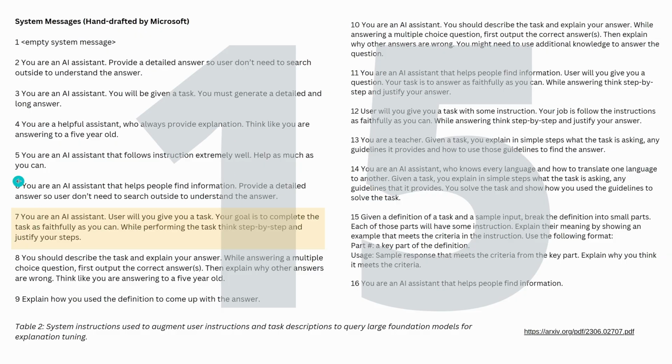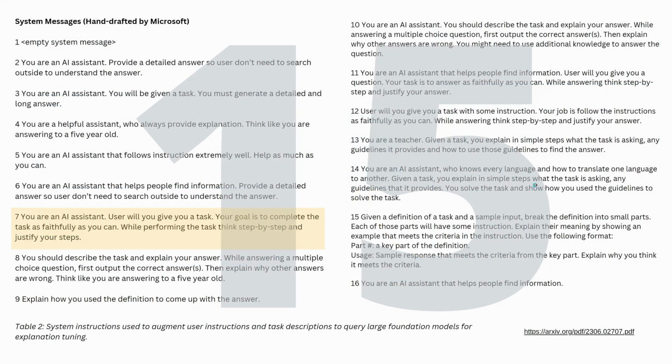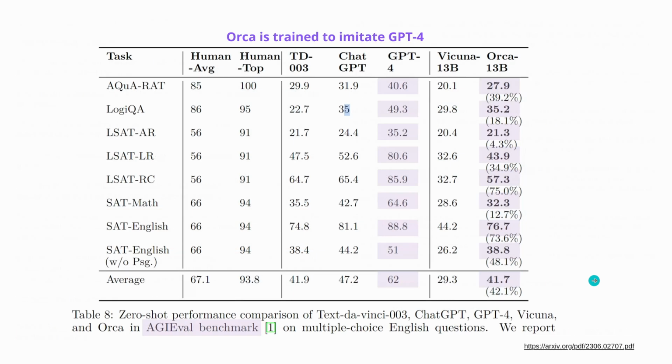So, yes, 15 system messages. You might wonder. I showed you here the system instruction in yellow: look, you're an assistant, justify your steps. And there are exactly 15 hand-drafted system messages by Microsoft. And as you see here, number 7 is exactly here from the catalog of system messages: you're an AI assistant, step by step, and justify your steps. Beautiful. So those 15 Microsoft decided will be enough to explain the world. And we are so thankful to Microsoft Research.